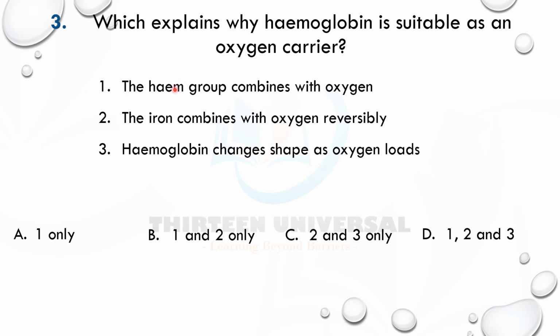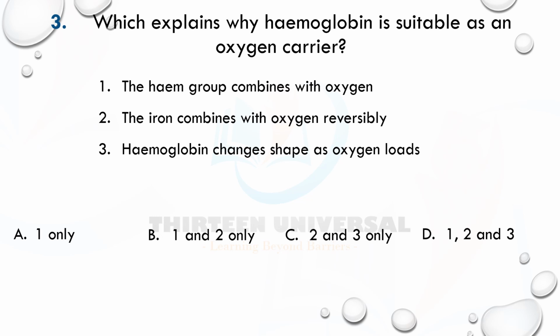Look at this. A says the heme group combines with oxygen. Yes, that's correct. The heme group contains iron 2 ion, and that iron 2 ion helps hemoglobin to combine with oxygen, right? So we have 4 heme groups, and each one combines with a molecule of oxygen, so this is correct. Number 2 says the iron combines with oxygen, reversible. Yes, this is very important. This is why hemoglobin is an efficient respiratory pigment.